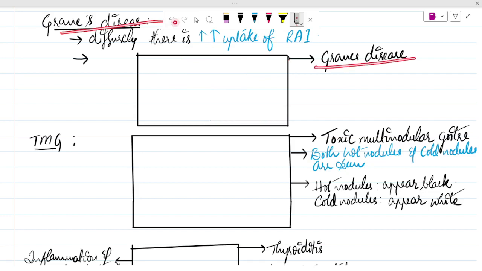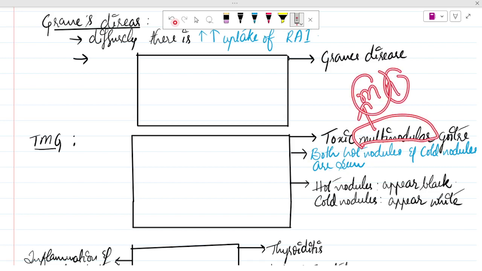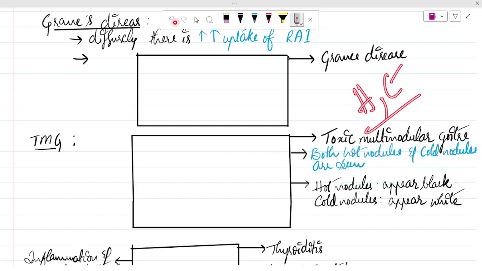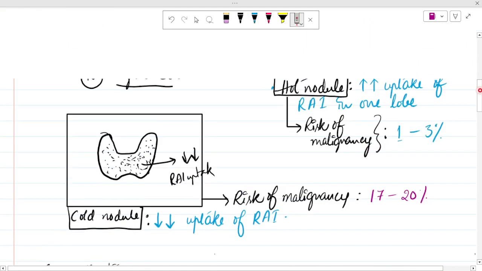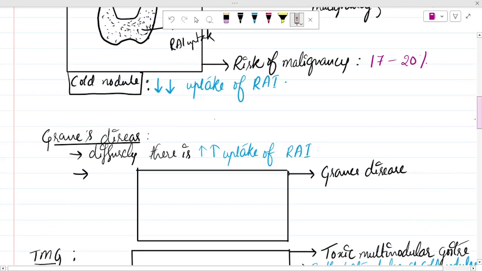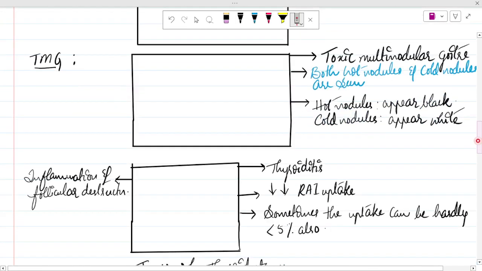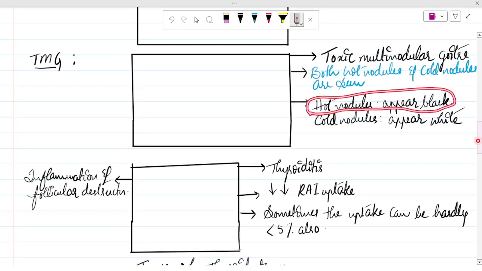So that is Graves' disease, right? So what is TMG? Toxic multinodular goiter. Multinodular: the name itself denotes you have multiple nodules. Multiple nodules means not just one type. You can have both types, hot nodules and cold nodules. Cold nodules have an increased risk of malignancy, that is 17 to 20%. Remember, very important. So in toxic multinodular goiter, you see both hot nodules as well as cold nodules. Now hot nodules in toxic multinodular goiter appear black.